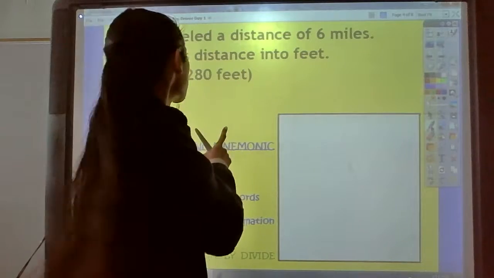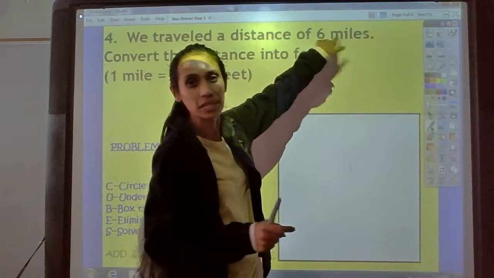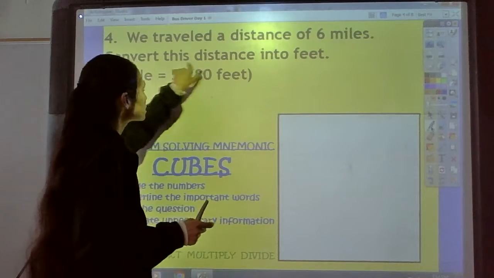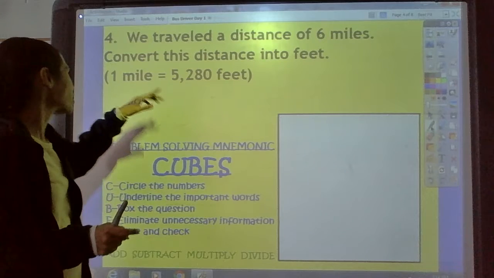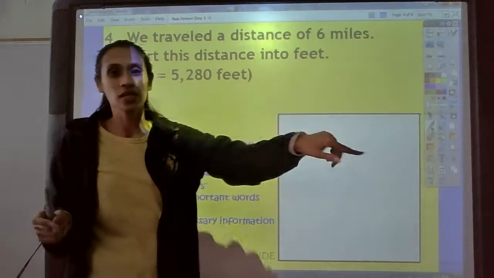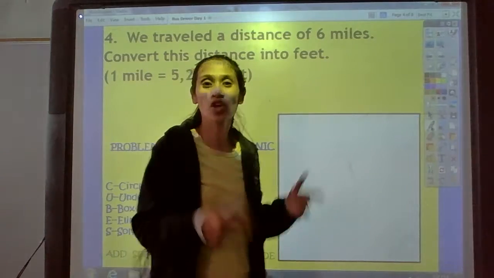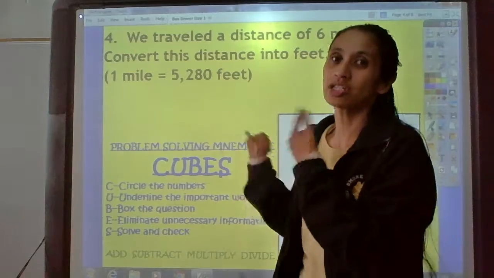Let's read the question. It says, we traveled a distance of 6 miles. Convert this distance into feet. And here's a conversion factor. 1 mile equals 5,280 feet. All right, so for this problem we are also using our CUBES mnemonic device to solve problems.